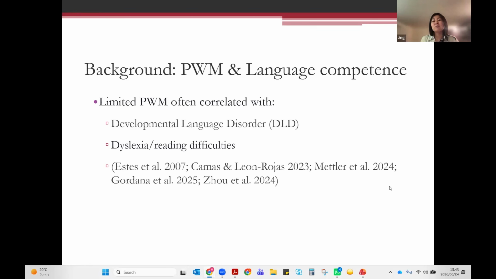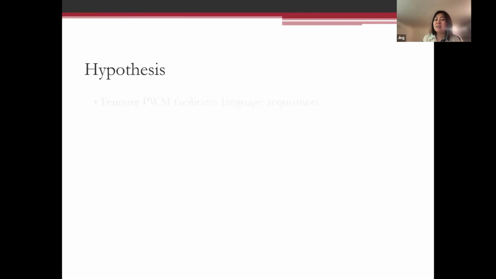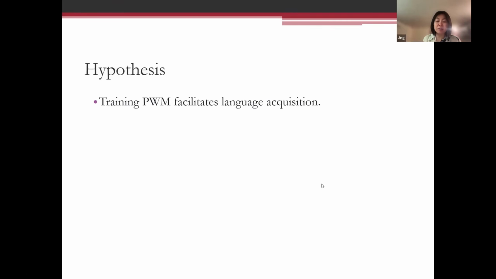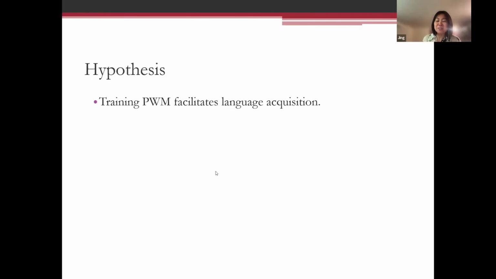So it seems to be very evident that phonological working memory supports language acquisition and language competence in typical and atypical groups. If we move on to the next slide, I think it's a very naive hypothesis: if you target phonological working memory in a training, for example in an intervention study, then we can have better language acquisition results, or maybe a smoother acquisition process.